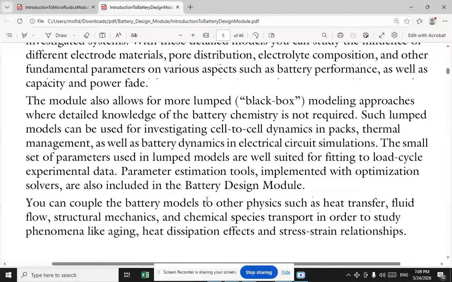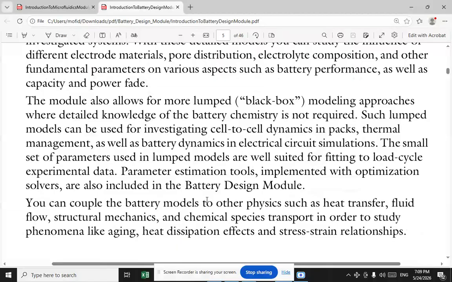The module also allows for a more lumped black box modeling approach, where detailed knowledge of the battery chemistry is not required. Such lumped models can be used for investigating cell-to-cell dynamics, impacts, thermal management, as well as battery dynamics in electrical circuit simulations. The small set of parameters used in lumped models is well suited for fitting to large cycle experimental data. Parameter estimation tools implemented with optimization solvers are also included in the Battery Design Module.